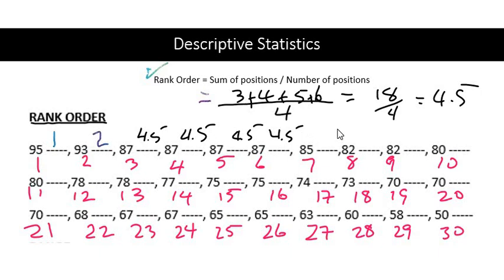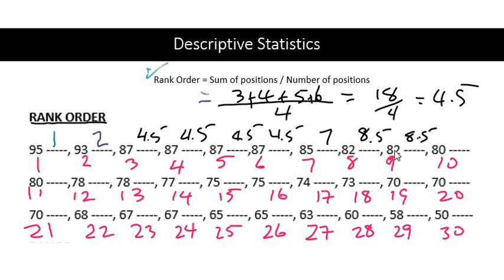Now 85 is not repeated, so its rank order would be the same as its position, which is 7. And that's just the rule, or the idea behind it. 82, is it repeated? Yes, it's repeated. So what is its rank order? Well, we look at its position, and find the sum of its positions. 8 plus 9 will give us 17, divided by 2 will give us 8.5.